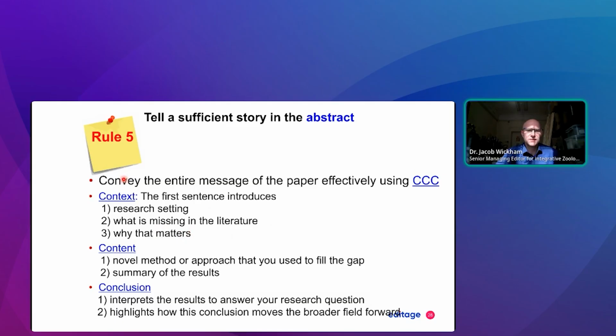So that's the first sentence, and then the content is your novel approach used to fill that gap, and then the summary of your results. And then the conclusion in your abstract should include the results to answer your research question, and how your conclusion moves the broader field forward.